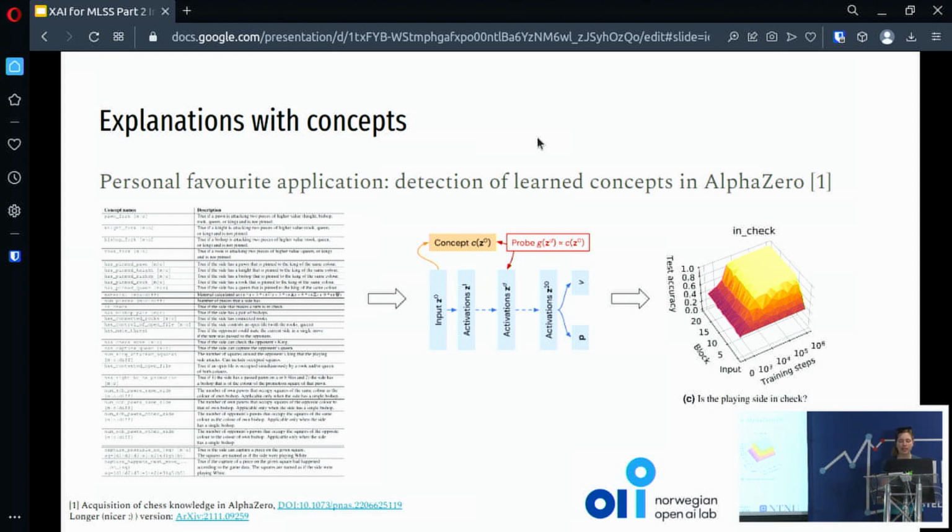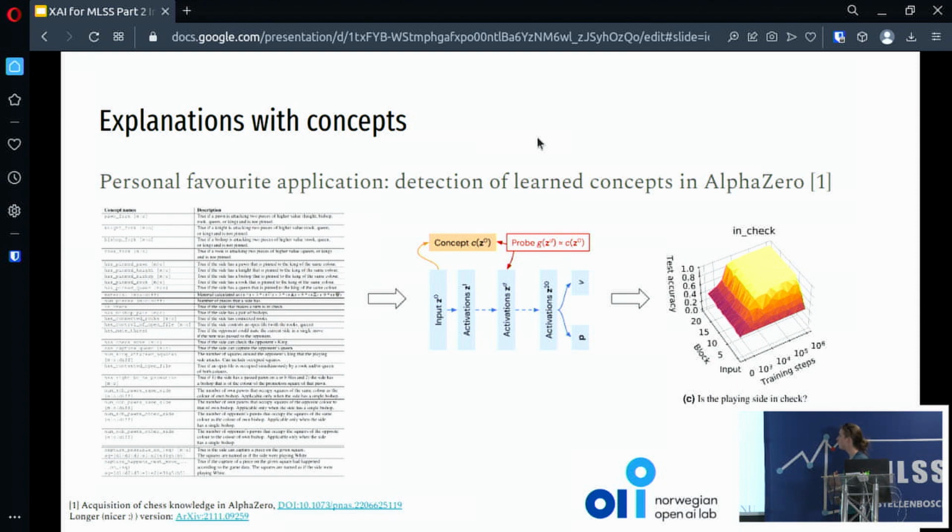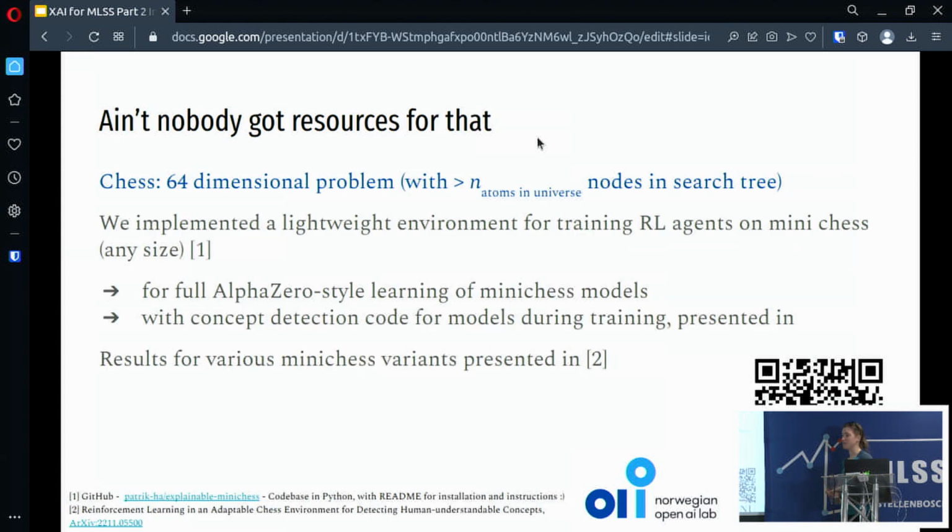Unfortunately, the only negative thing that I have to say about this brilliant paper, which you need to check out in the archive version, it's 69 pages of pure pleasure, is, of course, that AlphaZero isn't publicly available, and chess is a 64-dimensional problem. I've tried together with students to train reinforcement learning models that play chess and then do concept probing inside them, and it's an absolute nightmare. We didn't have enough computing resources at our university.